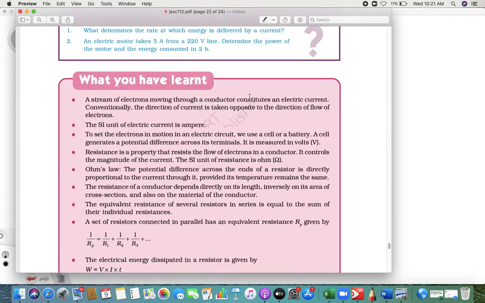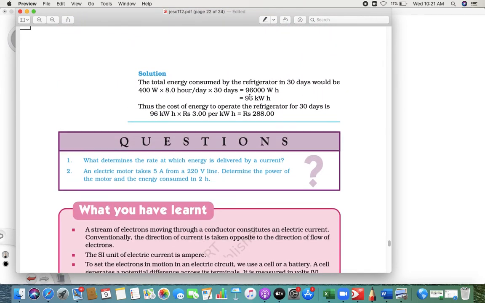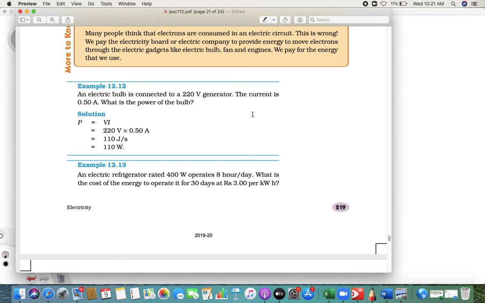So with this, we have completed our chapter. Now we are just left with our word problems that we'll see tomorrow.